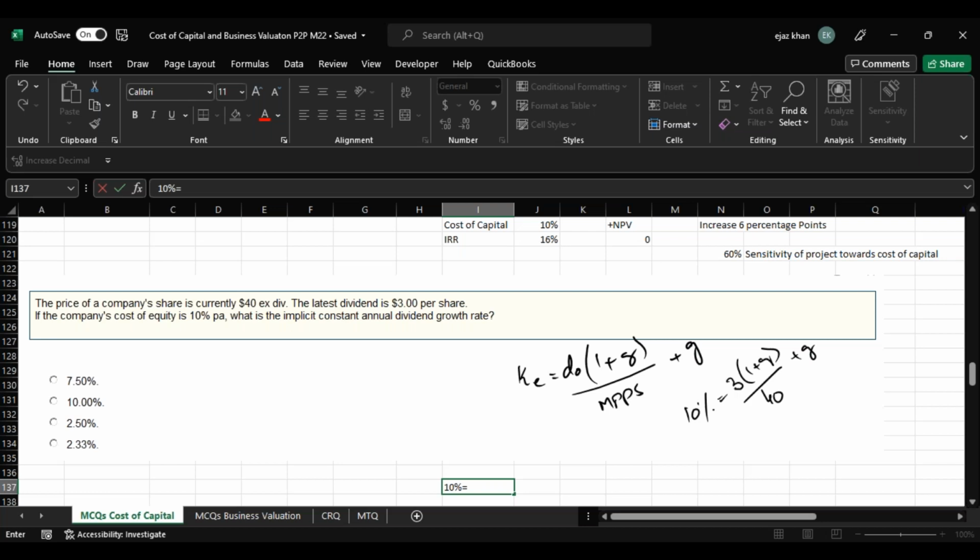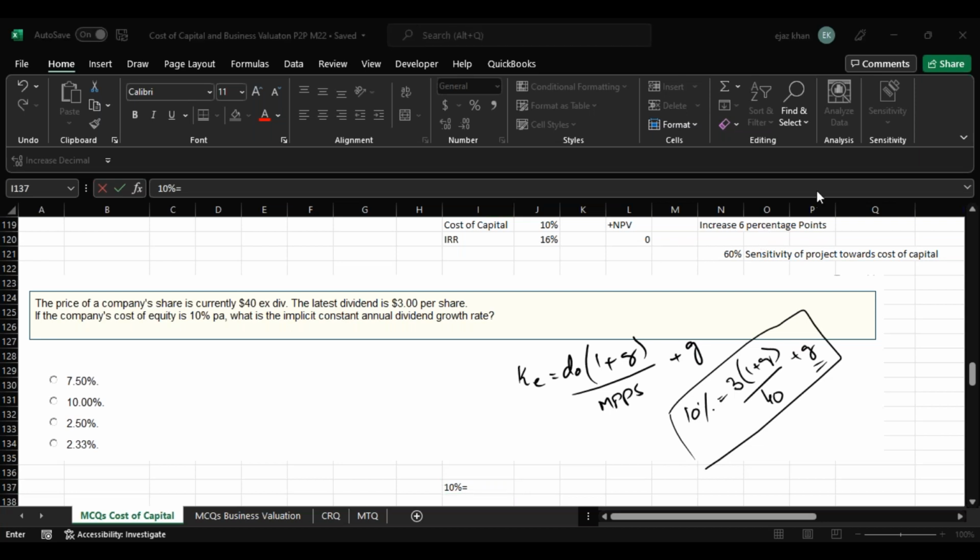Now just expand it. Now we have to solve for G. Now those who haven't come up with the answer, can you try it again now?